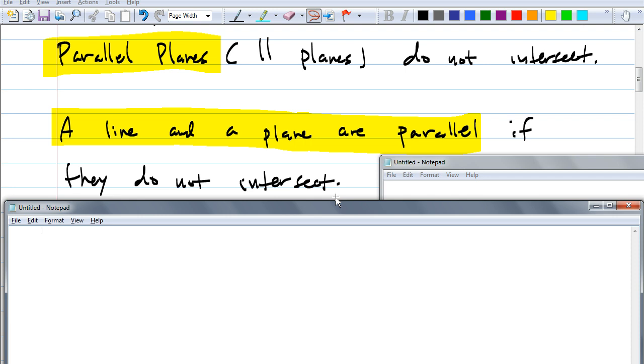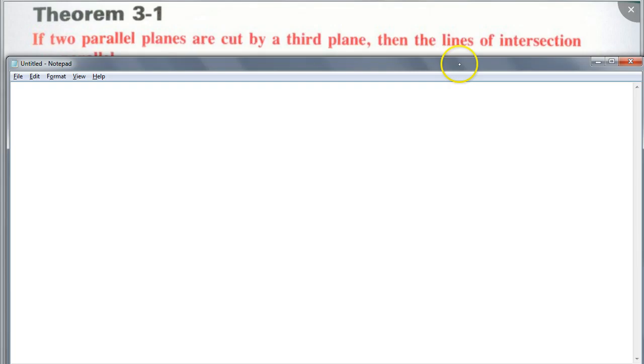Okay. So knowing this, guess what we're going to have? A theorem, exactly right. All right, good. So here's our theorem from chapter 3. The first theorem from chapter 3. It says, if two parallel planes are cut by a third plane. Okay. What does that mean? If two parallel planes are cut by a third plane?